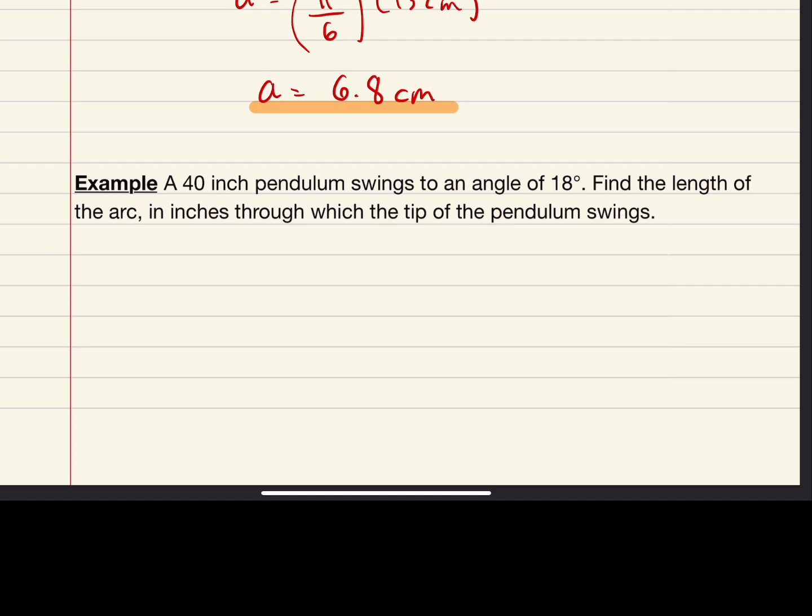So over here it says a 40-inch pendulum swings to an angle of 18 degrees. So what I'm going to do is draw this here. We got a pendulum like so. Okay, that is 40 inches. And then the angle that it swings to from the axis of origin. In physics, you would call this the equilibrium position, but that angle here would be 18 degrees. Find the length of the arc in inches through which the tip of the pendulum swings.